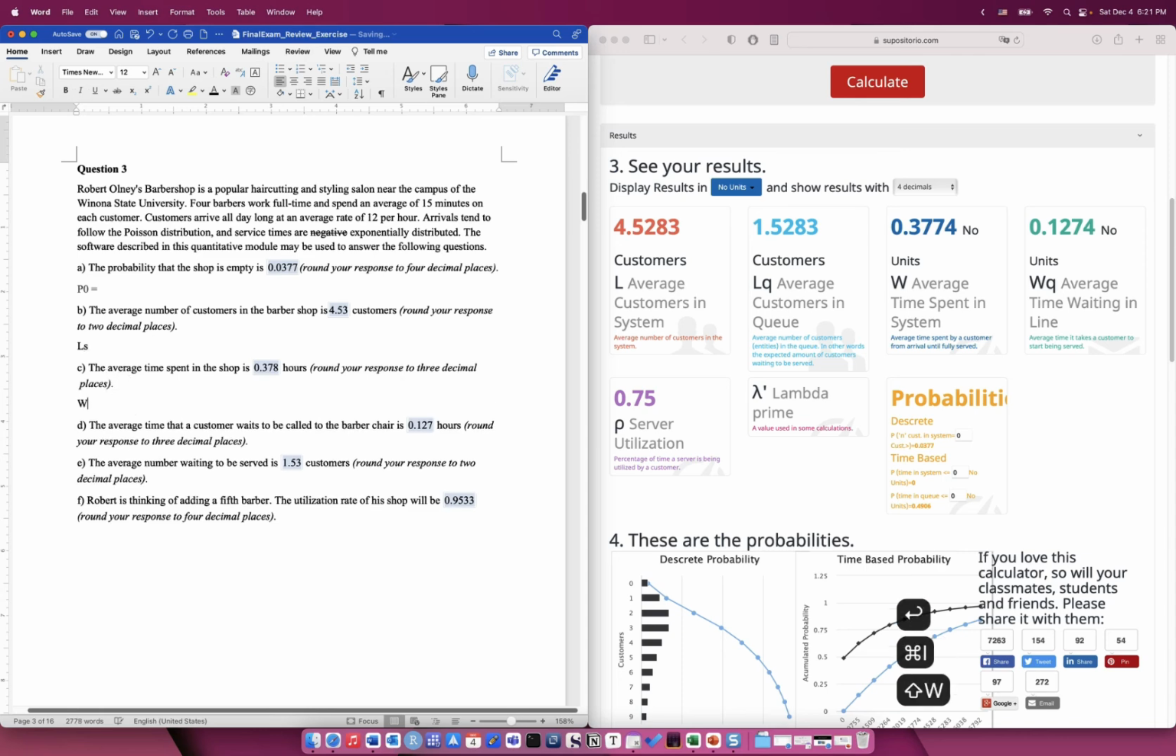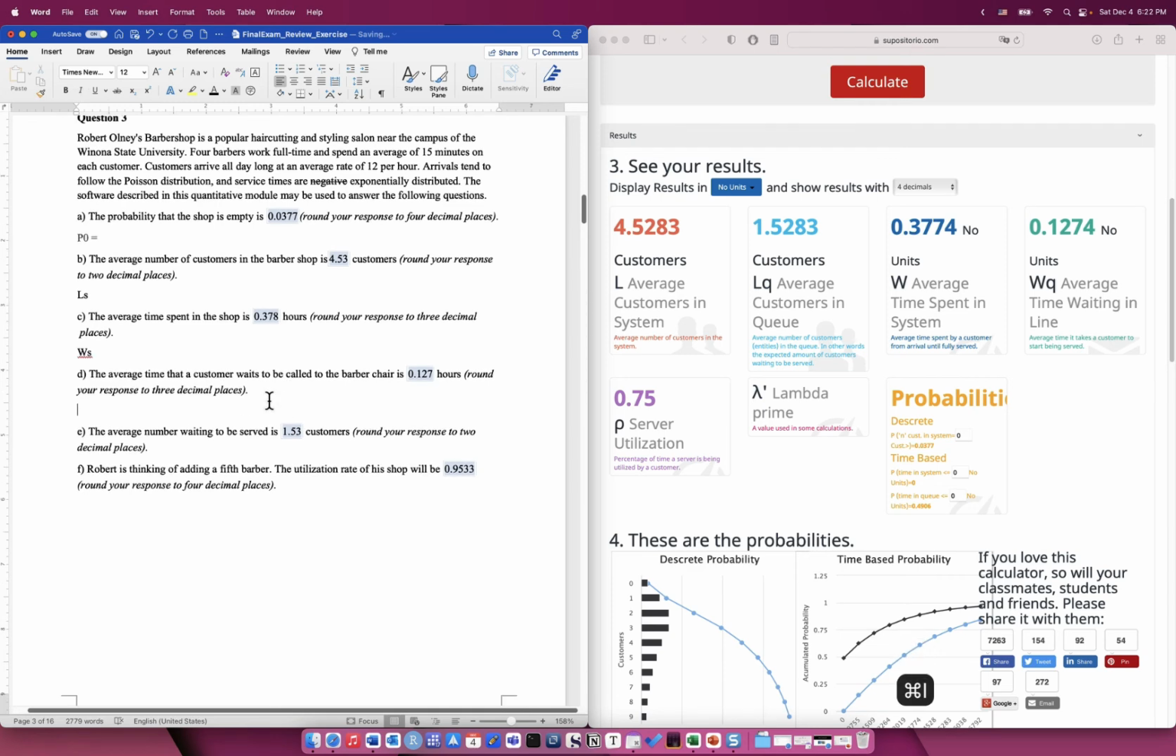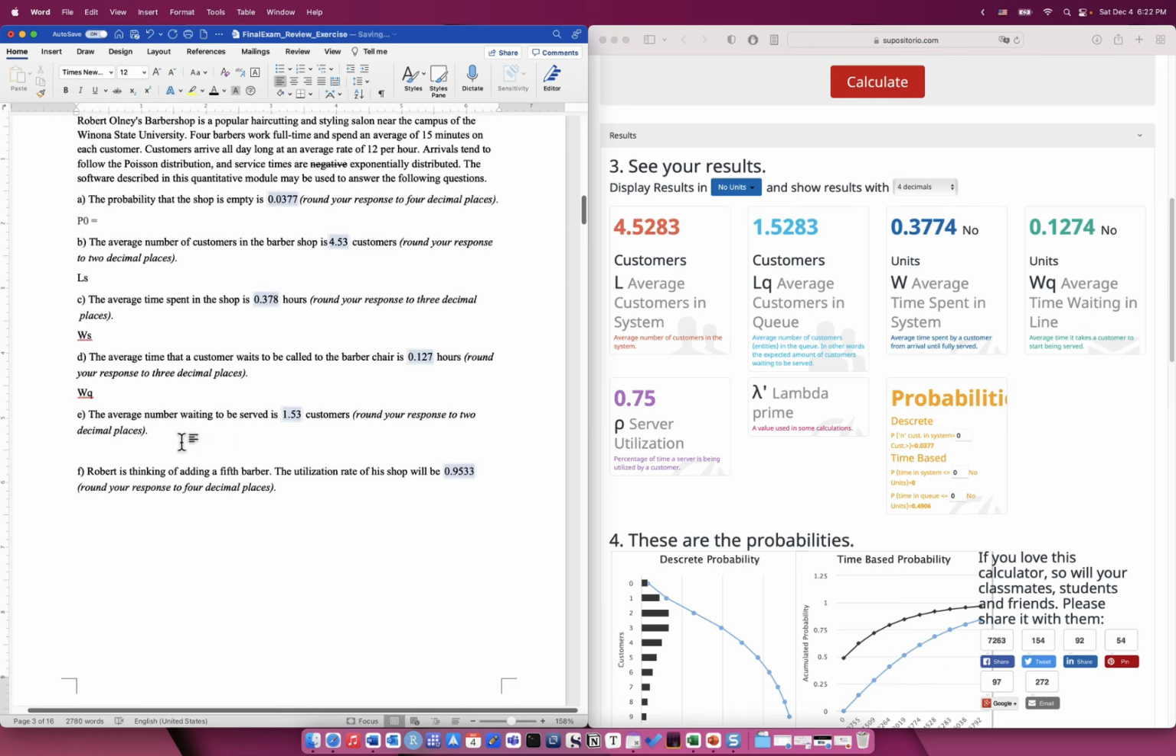And this is going to be the waiting time in the system, which is here, WS, the average time spent in the system. And what else? The average time that a customer waits to be called to the barber chair. Basically this is the average waiting time, which is the waiting time in the queue. And the average number waiting to be serviced is the length of the queue, the number of people currently waiting here.